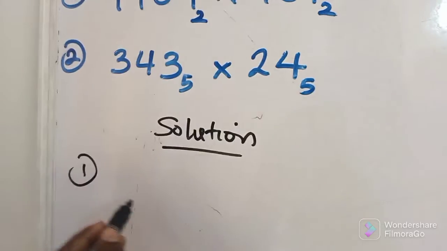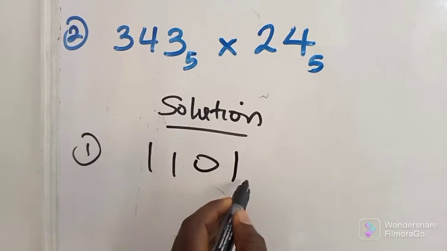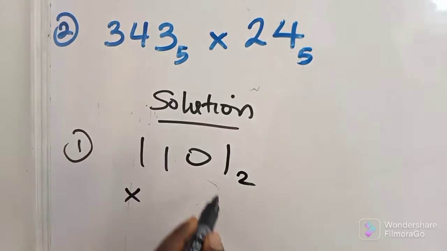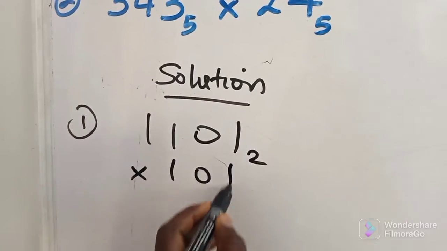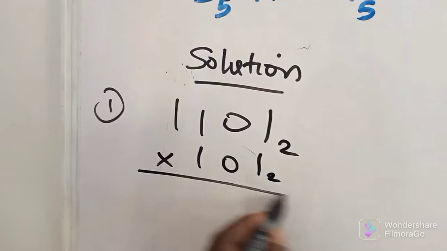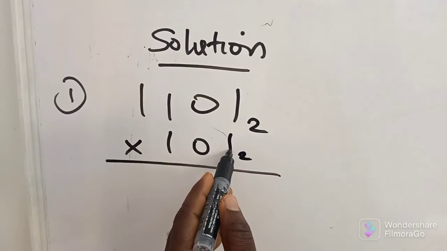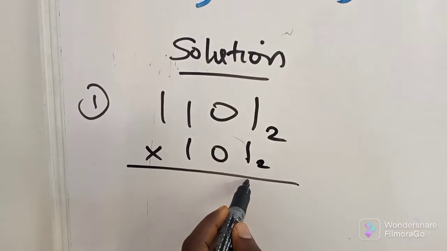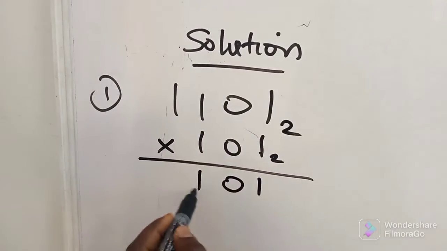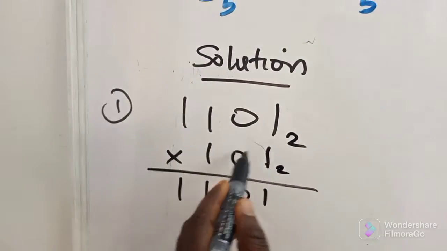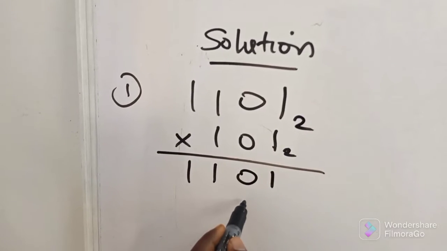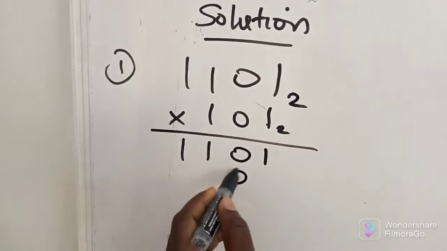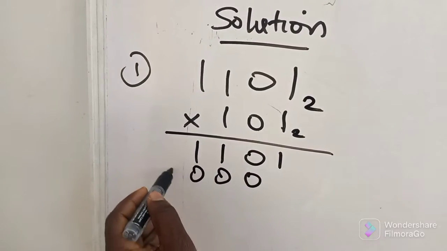For example, the first question, 1101 base 2. To solve it, we are multiplying 1101 base 2 by 101. Both of them are in base 2. So we use this 1 here to multiply everything up. So 1 times 1 will give me 1, 0, 1, 1. And if you use the 0 to multiply everything up, you write your answer under this 0 here, so that you have 0, 0, 0, 0.